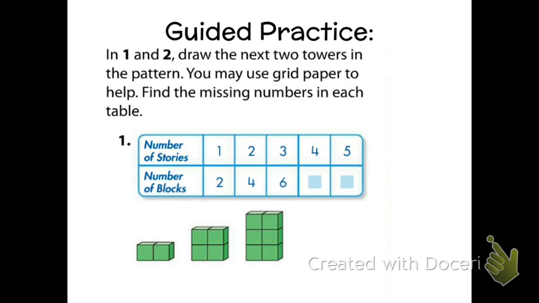In your notes, I would like for you to draw this table and go ahead and draw out the cubes that are drawn there for you. Your job is to look for a pattern between the number of stories and the number of blocks. Feel free to write a rule for this one as well, and then fill in the blanks on your table. Have this ready to go in your journals.